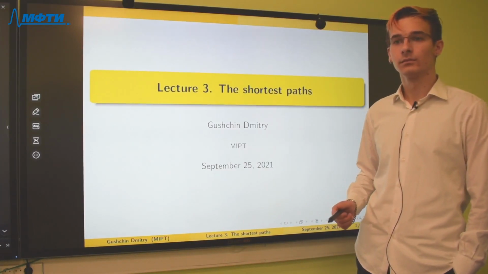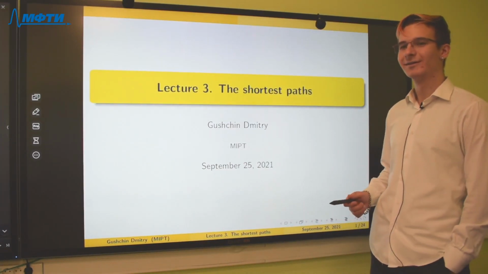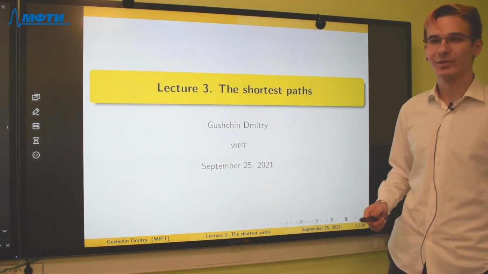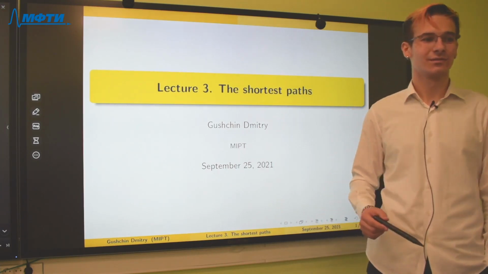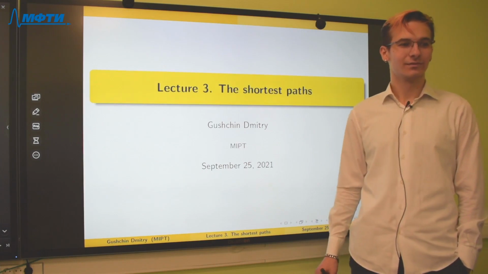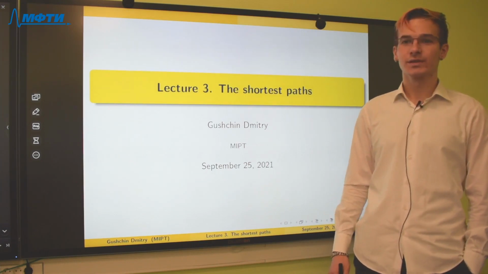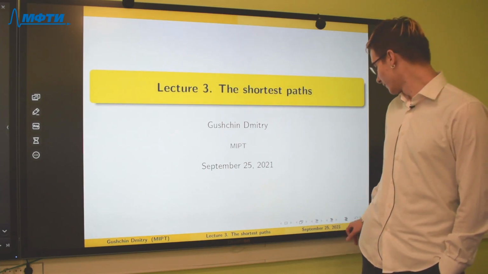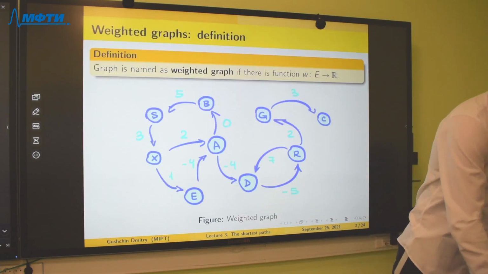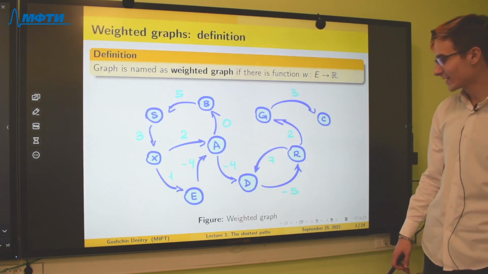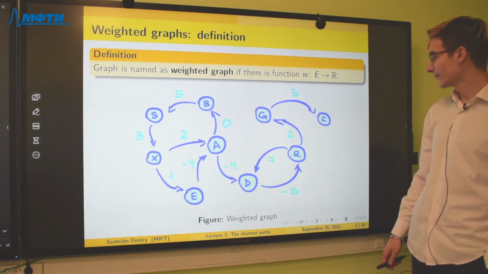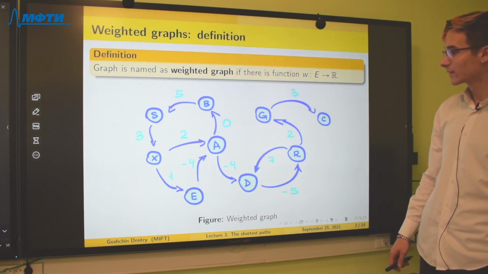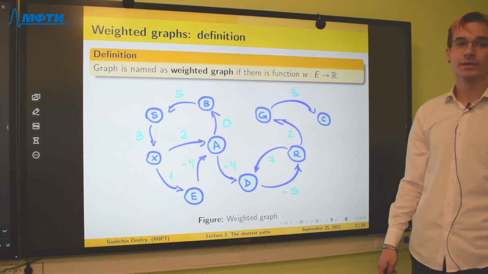It will just take a lot of time. No, it's not the main problem of BFS. Yeah, because we use it only on unweighted graphs. And firstly, we say that a weighted graph is a graph with weights on its edges.